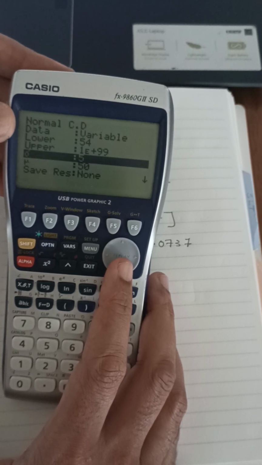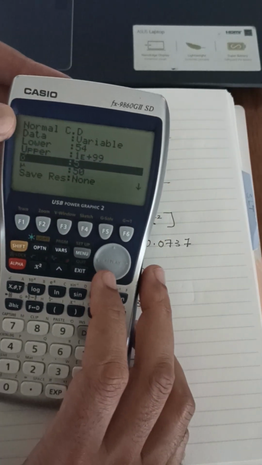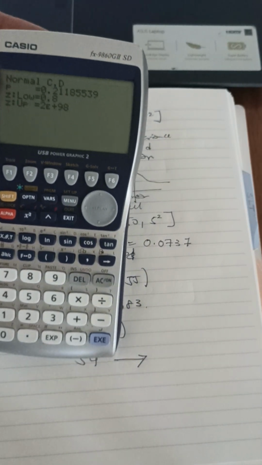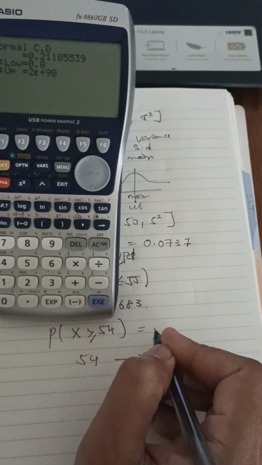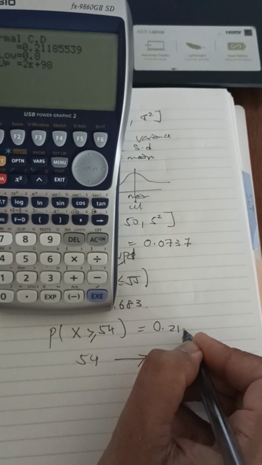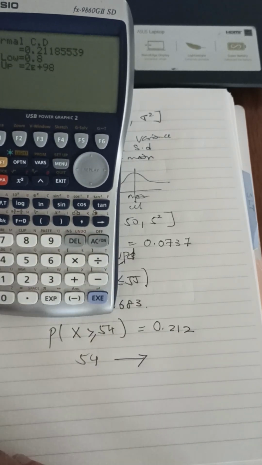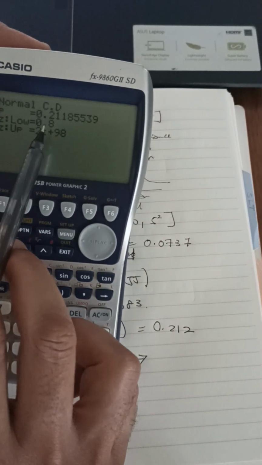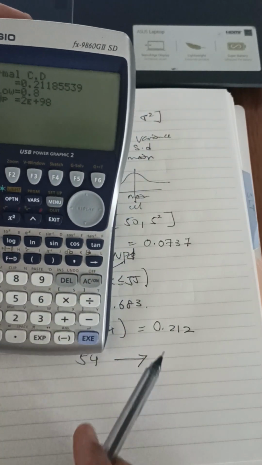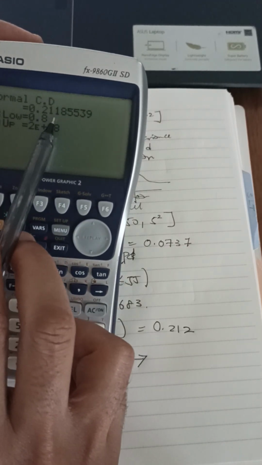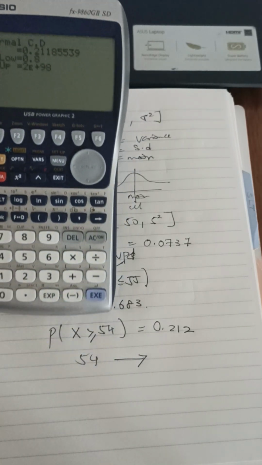Sigma is still going to be 5. And mean is going to be 50. It's the same question. And then execute. All right. So if you need to find an approximation for positive infinity, you can use e to the power of 99. And here the answer is 0.212 because we need to give to 3 SFs, 1, 2, 3. But after the 1, you've got 8, which is more than 5. So it's going to round it up.